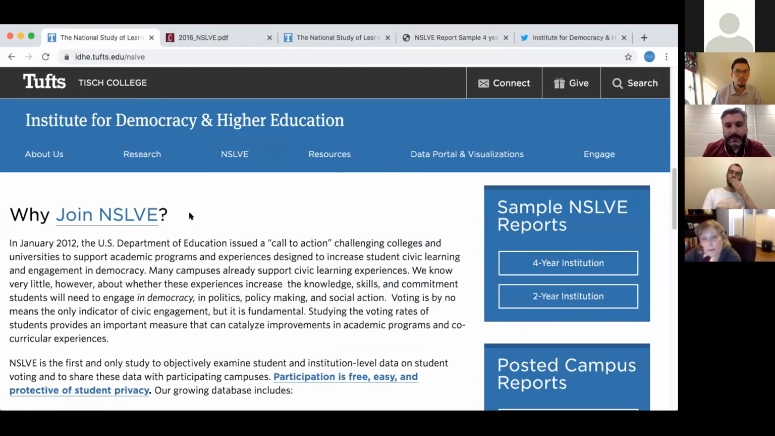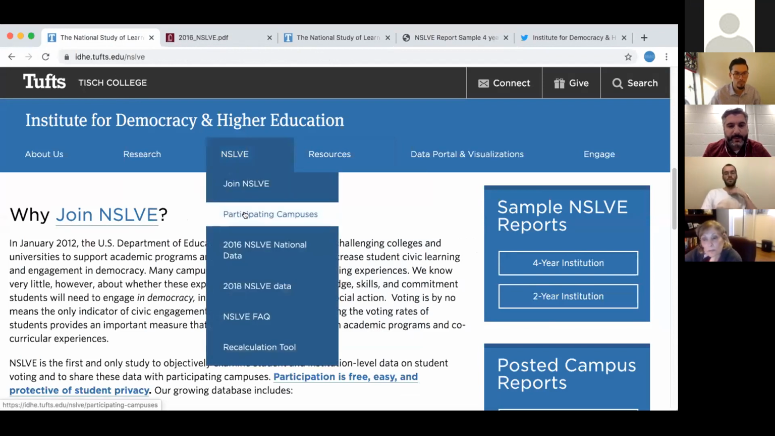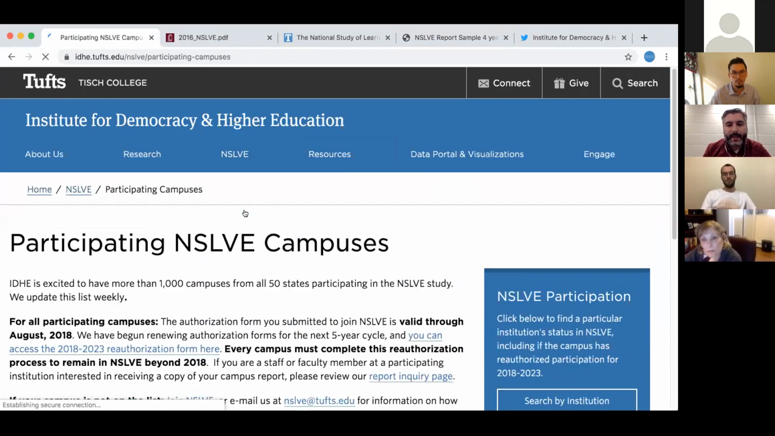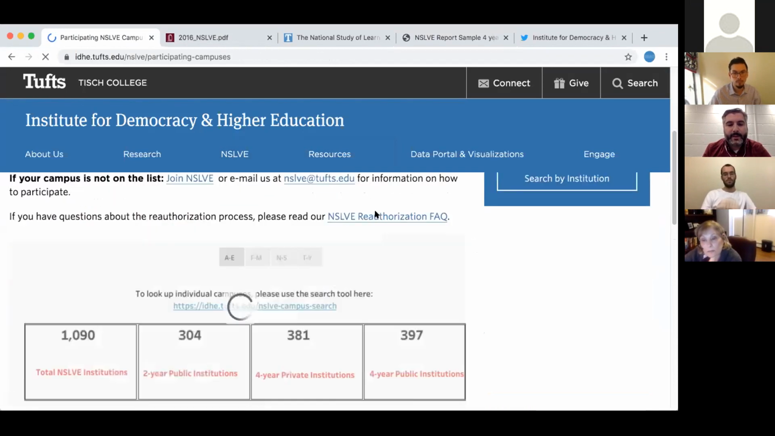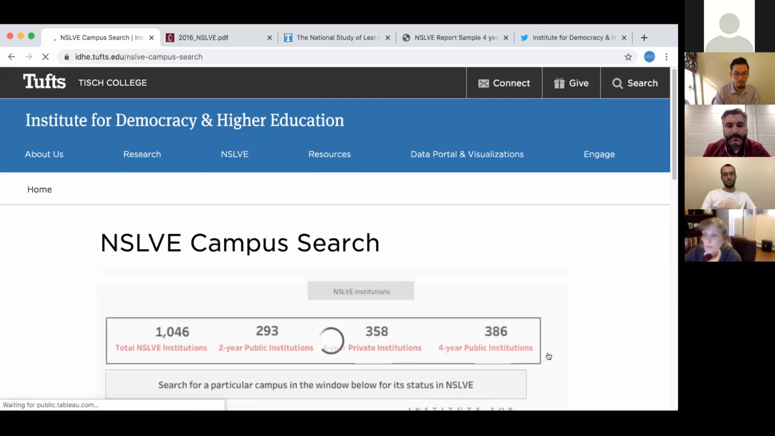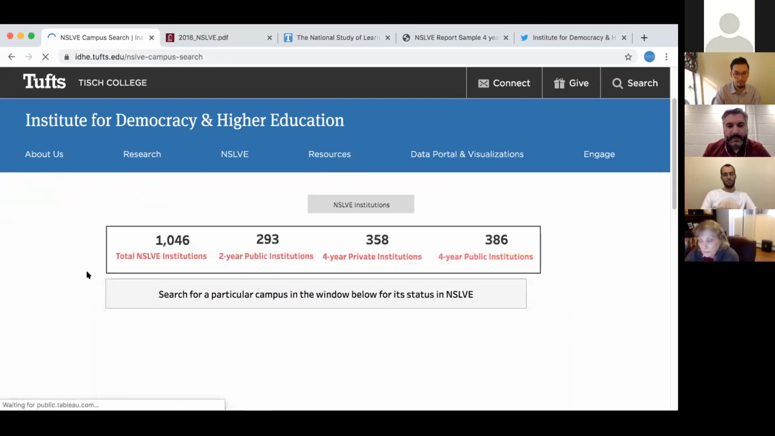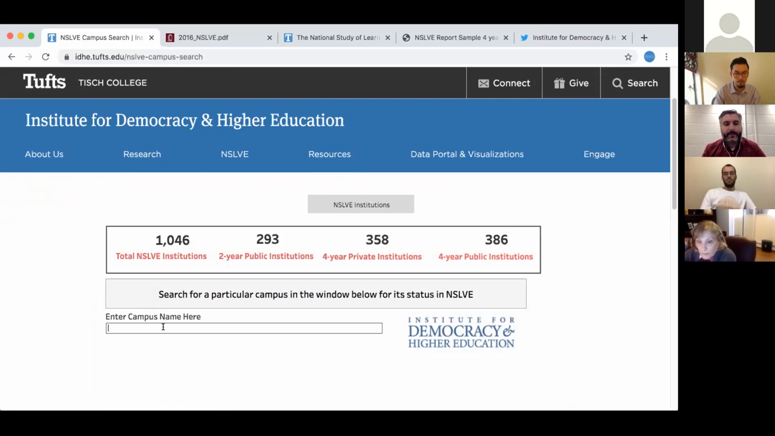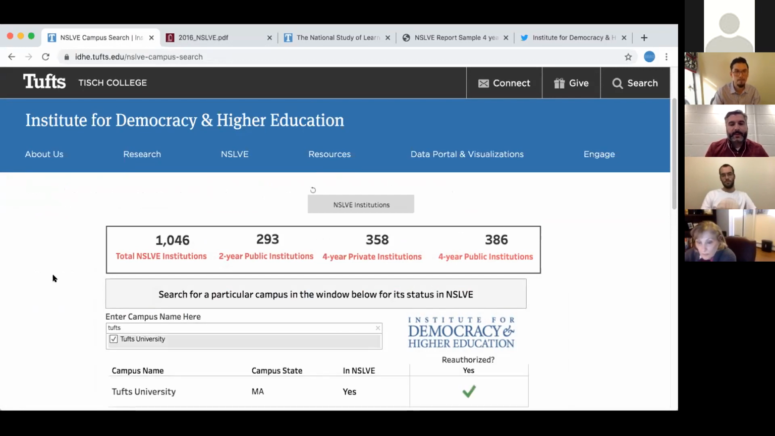If you're interested in joining NSolve, but you're not sure if your school is just yet, if you go to our website and go to NSolve and then the tab Participating Campuses, you can look through a full list here. I would suggest actually on the sidebar here, search by institution. We created this interactive tool. So I'll type in Tufts. You can type part of your school's name, and when you click it, you can see your school's participation.